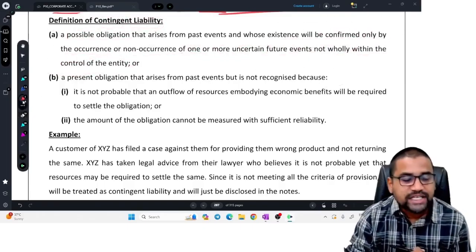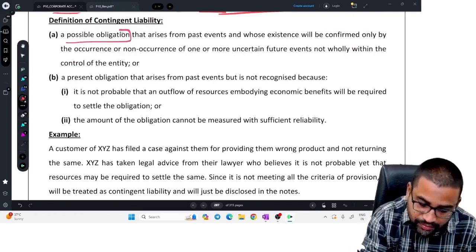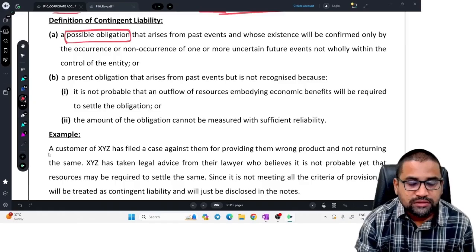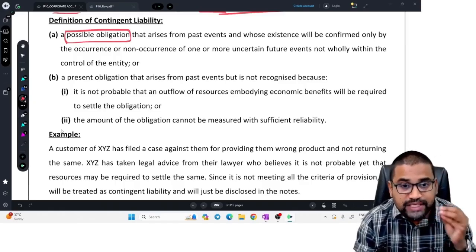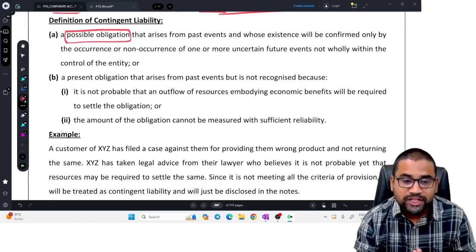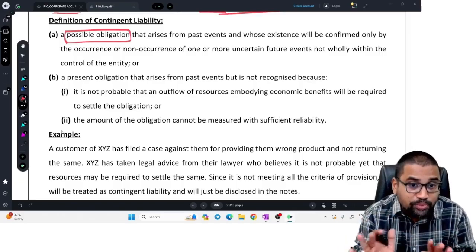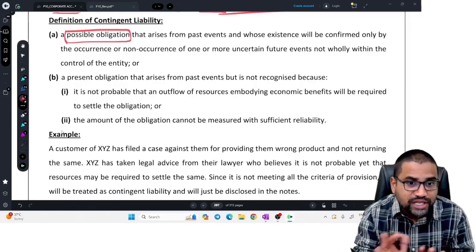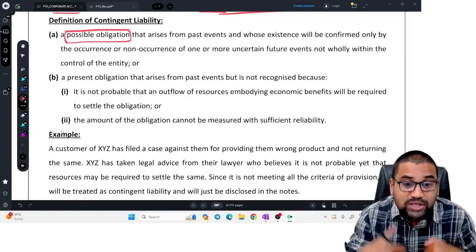So what is contingent liability? Possible obligation. What is possible obligation? An obligation is said to be possible obligation if based on the evidence available on the balance sheet date, its existence is not probable. That means not more likely. That means the existence of the obligation is not probable as of now. As of now, there is no liability. As of now, there is no obligation. That is called possible obligation.